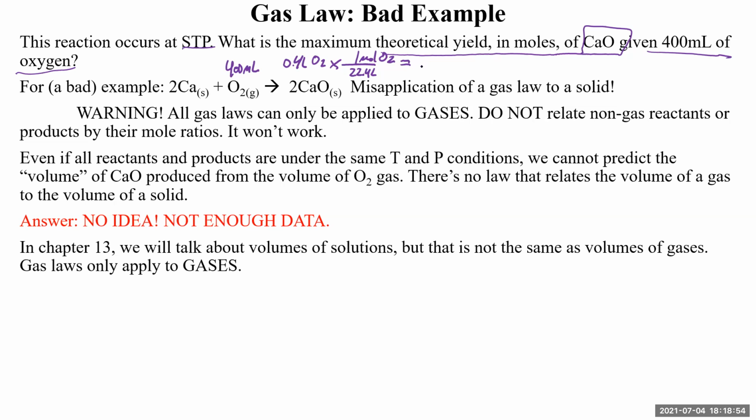That gives us, let's see, where are we? 0.4 divided by 22.4. That gives us a small amount of moles. Then we double that number of moles of calcium oxide. Wait a minute. No, this is a doable problem. What was I thinking here?